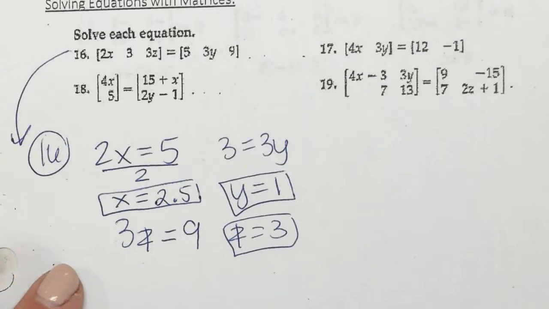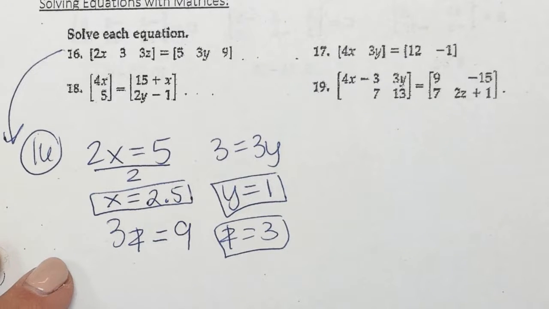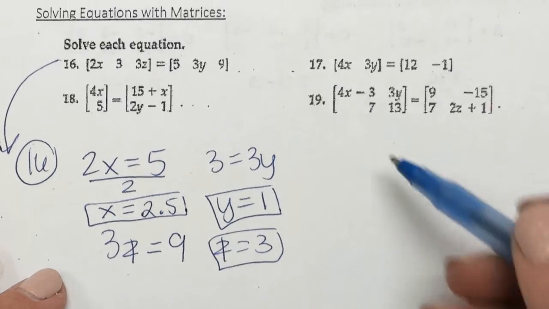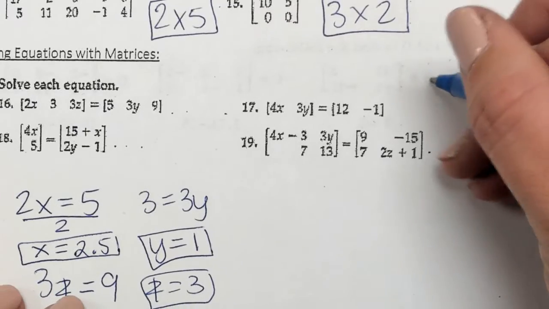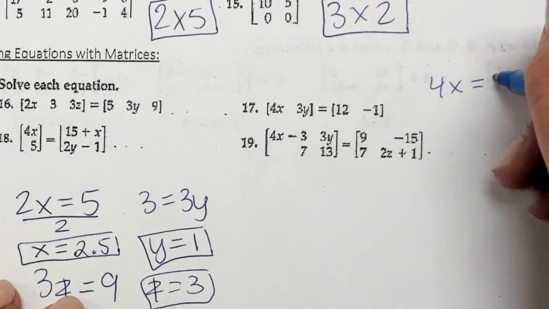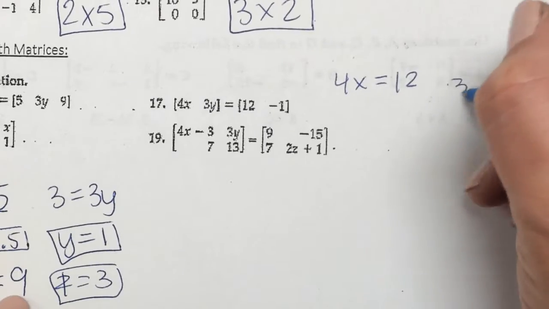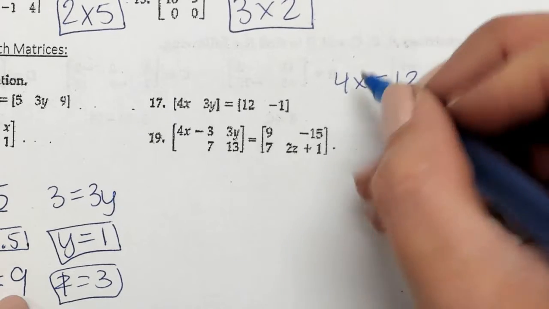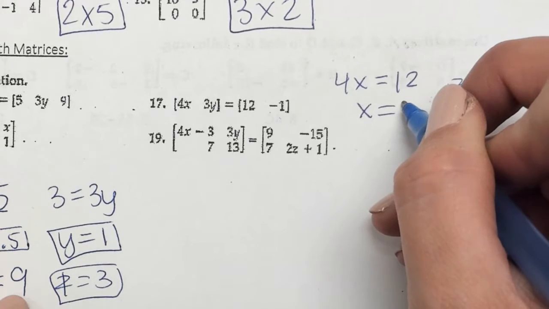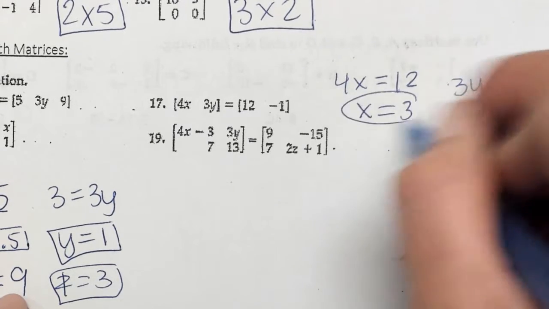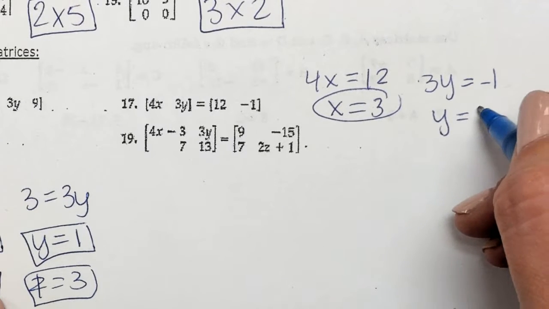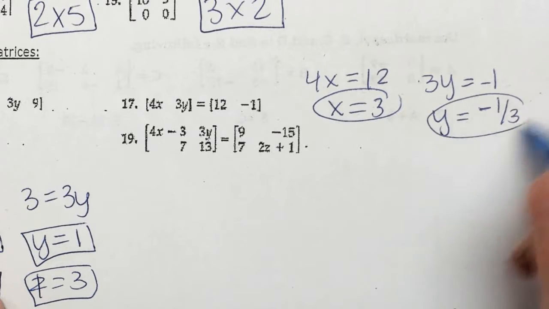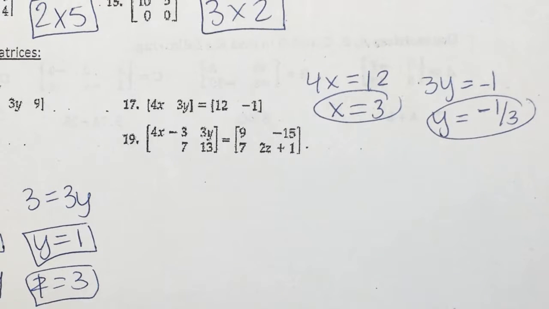Pick the next one you want to do together out of 17, 18, and 19. 17? Okay. So we'd set 4x equal to what? And 3y equal to? Good. So x would be? And y would be? Negative 1/3. That's it. Do 18 and 19 on your own.